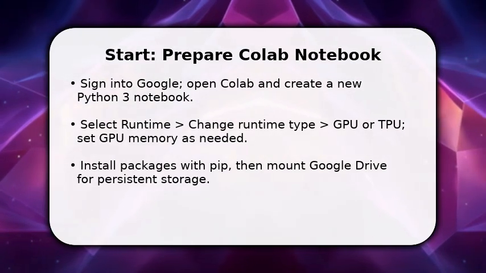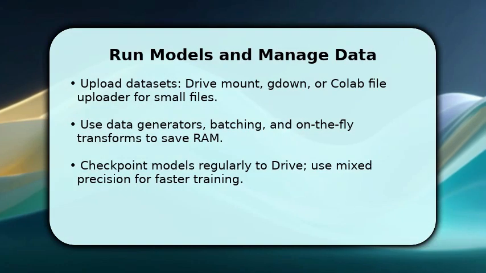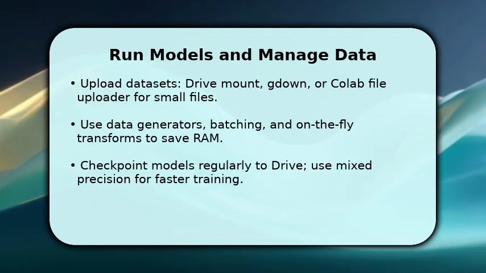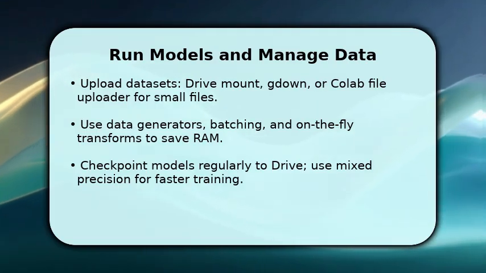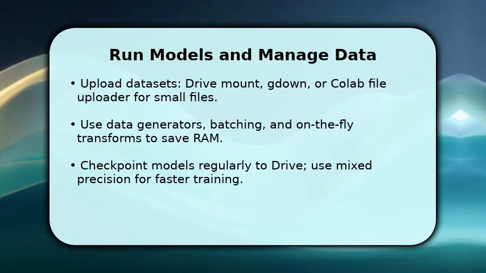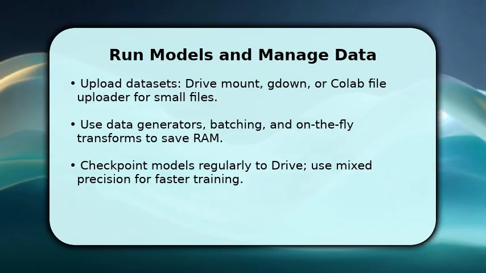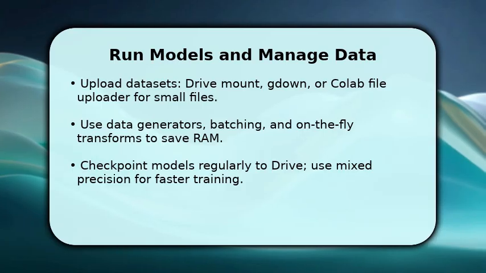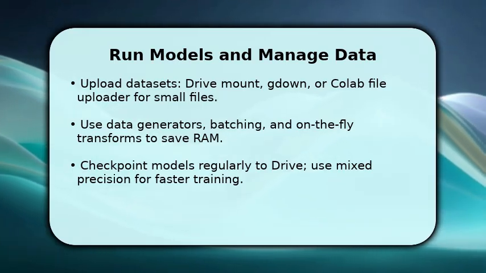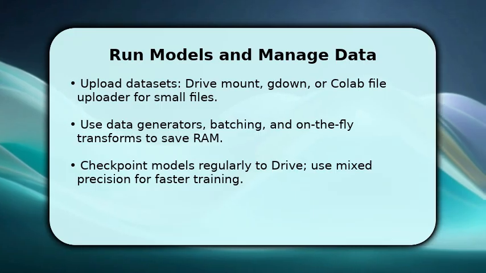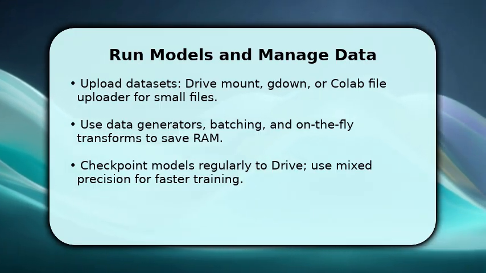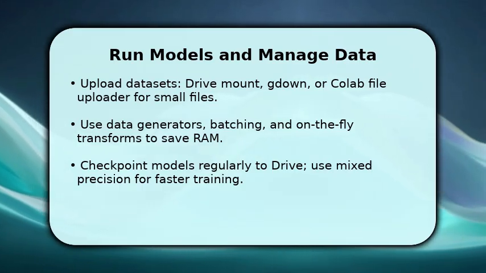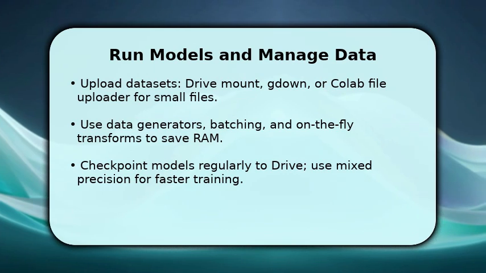Next, you prepare data pipelines and run your model training loop. First, load data efficiently, stream from Drive, use GDown for large public files or the uploader for quick tests. Then implement batching, shuffling, and augmentations so memory stays stable. This avoids OOM errors. During training, enable mixed precision and gradient accumulation to accelerate epochs and conserve resources. Make sure checkpoints are written to Drive frequently. This lets you resume training after disconnections without losing progress.